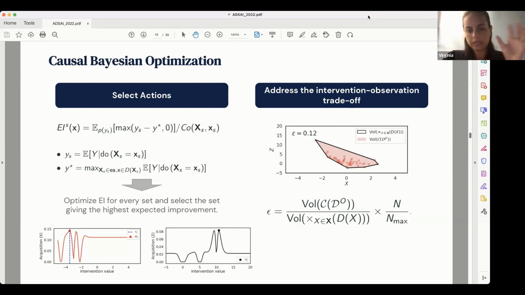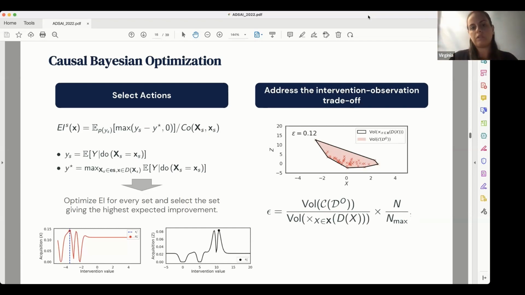So you can see for the same example, x, z, and y, the two acquisition functions computed for x, this is the red line, and for z, the black line. And you see the dots in red and the dot in black, capturing the maximum of the acquisition function for both x and z. What we want to identify, the intervention that we want to collect next, is the one corresponding to the blue dashed line. So we want to intervene on x around minus 3.